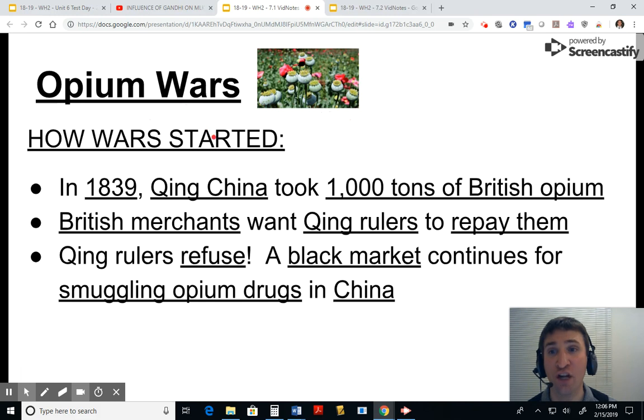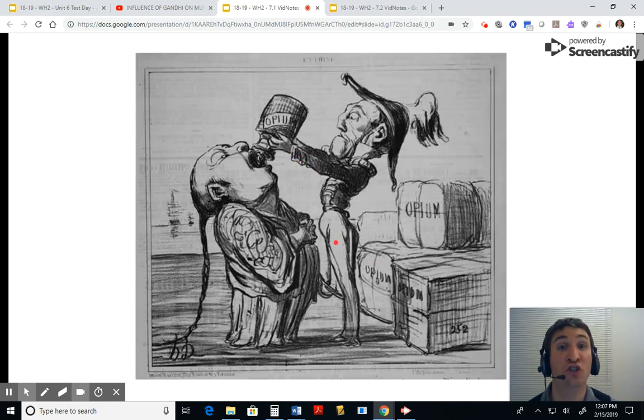How the Opium Wars started: in 1839, Qing China took 1,000 tons of British opium. Now, British merchants want the Qing rulers to repay them for that. They are not happy that Qing China does this. But the Qing rulers refuse to repay the merchants. And then a black market continues for smuggling opium drugs in China. The British are addicted to the money they get, and the Chinese are still addicted to the drug itself. And this cartoon shows that the British merchants are shoving that opium down the throats of the Chinese.